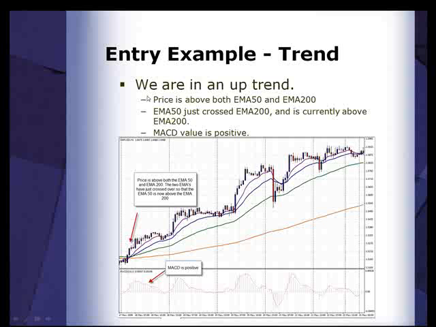So let's just look at that on some charts. First, we determine we are in an uptrend. The price is above both the EMA 50 and the EMA 200. The EMA 50 has just crossed over the EMA 200 and is currently above it. The crossover actually happened off the chart on this screenshot, and the MACD value is positive. So looking here, we've got the EMA 50 above the EMA 200. The price is above both of those EMAs, and we're on the positive side of the MACD chart. So we are in an uptrend.